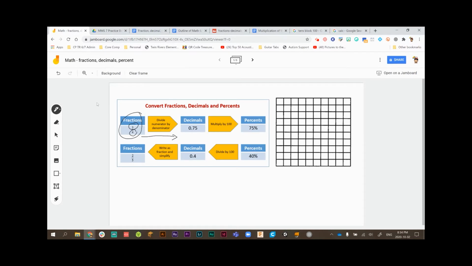Now the next one we're going to draw out. So we have a fraction. It's 2 over 5. We're going to put that into our calculator. It's going to give us a number of 0.4 in the tenths column. Now to get that to a percent, we're going to multiply that by 100.